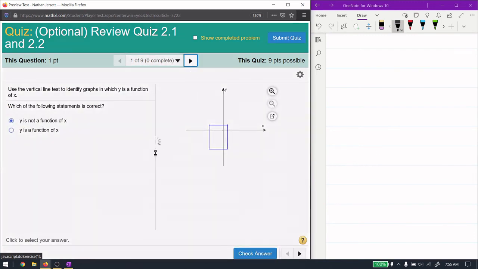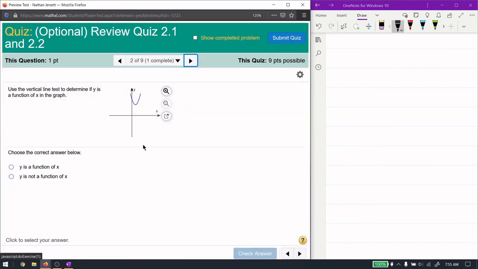Okay, for this next one, we do have a function here because every vertical line that you cross over this thing will only cross it once. Even though it seems like this side here keeps creeping up and up until it's like a straight vertical line, it does not do that. It actually will always pass the vertical line test.